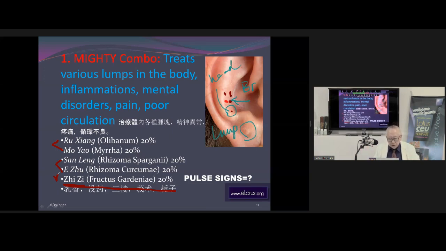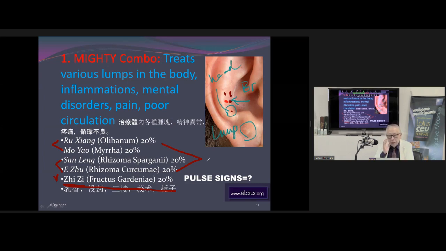Anything with a fire, you can use the zizi. So how do you know the pulse signs? With this condition, the pulse will be scattered. In my system, it's called scattered pulse. The pulse is very deep and not jumping.